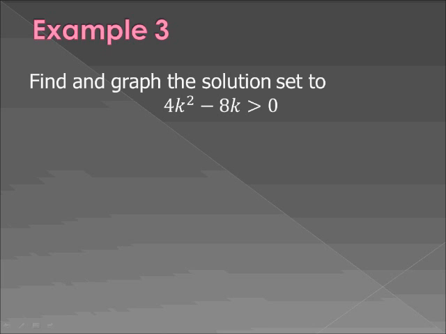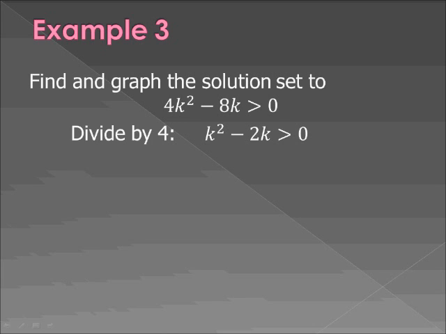Alright, example 3. Find and graph the solution set to 4k squared minus 8k is greater than 0. So go ahead and try this one. It's very similar to what we just did, but make sure you take note of the sign. The first thing you want to do is divide by 4, because when you have an inequality, you don't have to factor out the 4. You can divide both sides by 4, because 0 divided by anything is going to be 0.